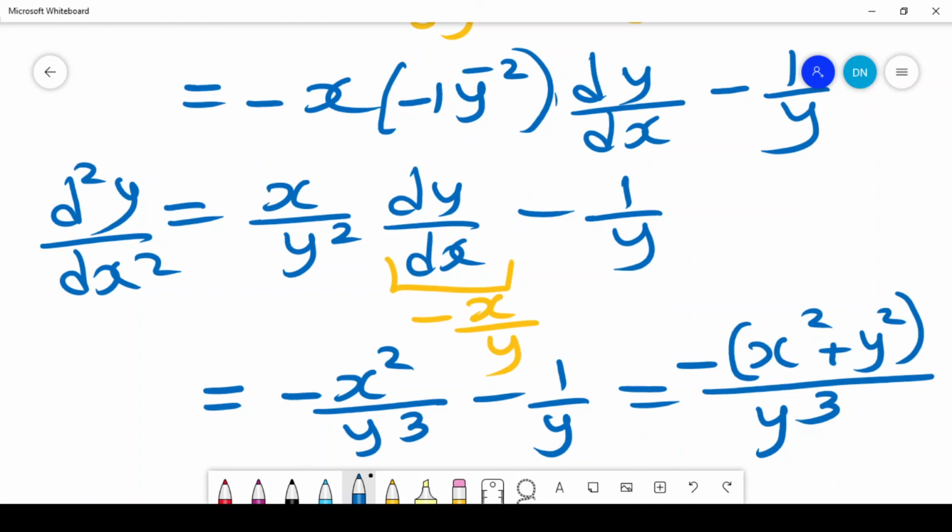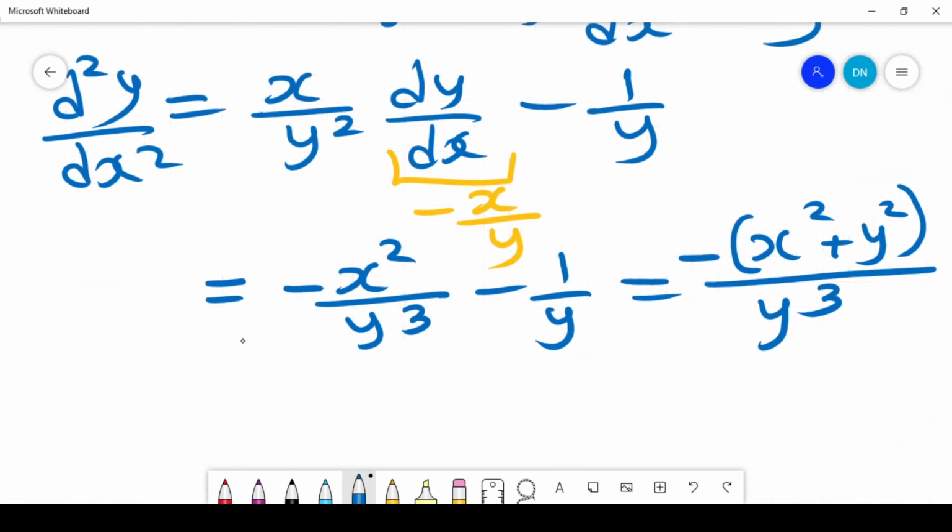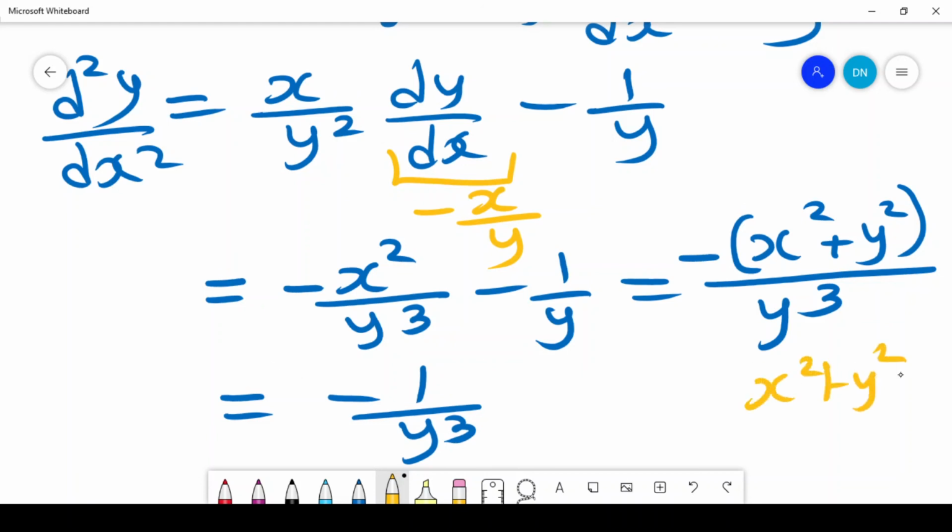If you want to go back and make it slightly better, you could have written it this way. Why are we writing it this way? Our original equation said that x squared plus y squared equals 1. So all these are possible solutions to that implicit differentiation.